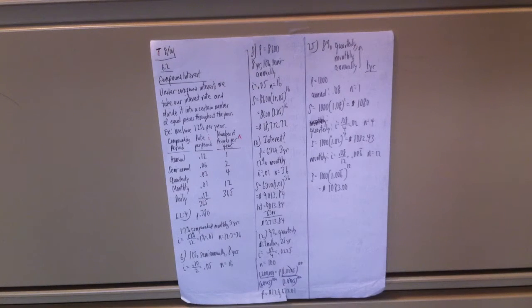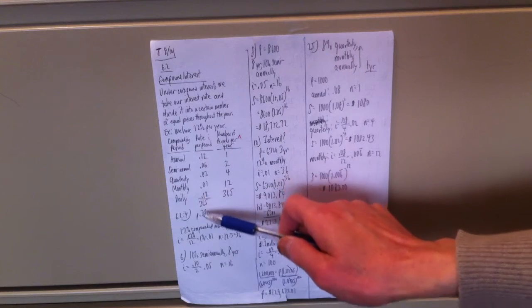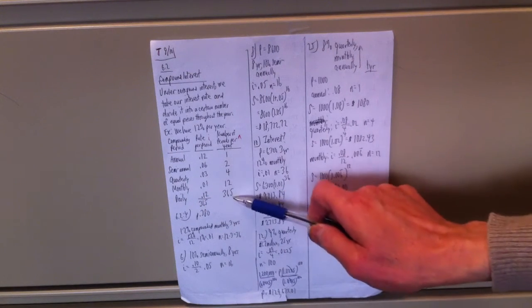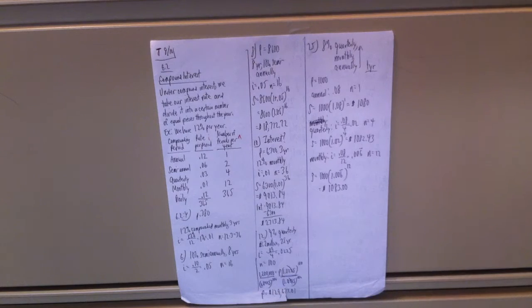Daily, which we won't be doing any problems because the calculations don't come out so good, but we would take the 0.12 and divide it by 365. That's a very small number, but that is 365 days a year.